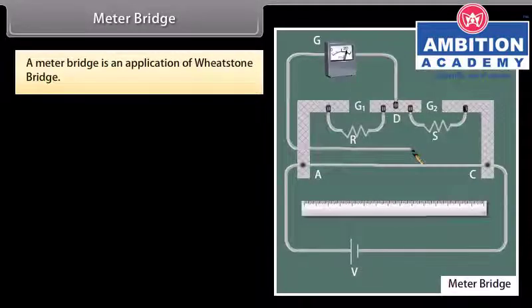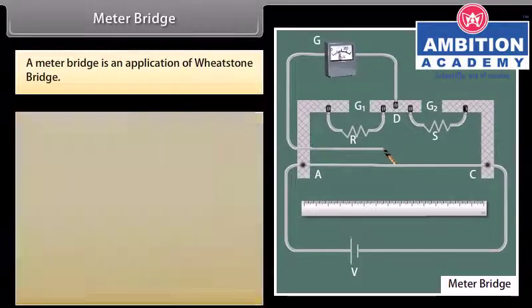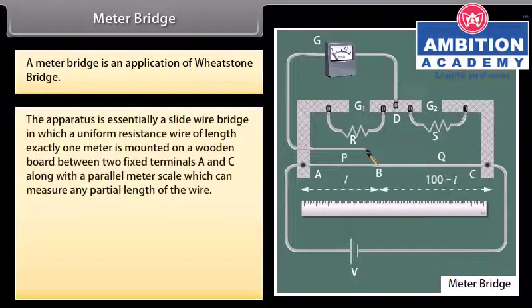Meter bridge. A meter bridge is an application of Wheatstone bridge. The apparatus is essentially a slide wire bridge in which a uniform resistance wire of length exactly 1 meter is mounted on a wooden board between two fixed terminals A and C along with a parallel meter scale which can measure any partial length of the wire.